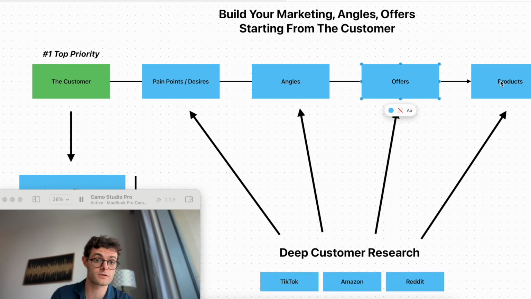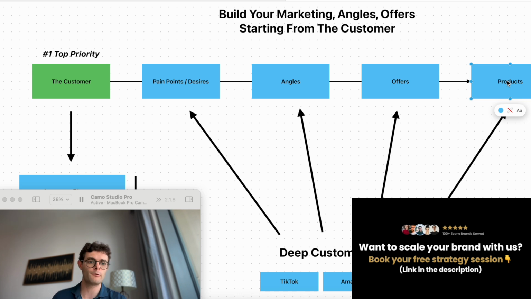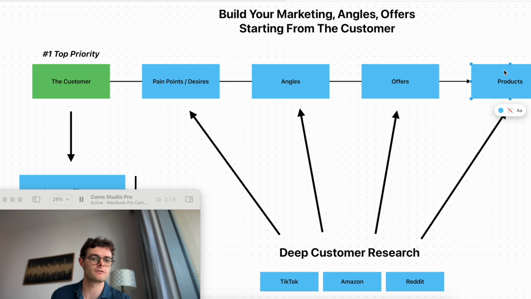And then once we do the deep research, then we can touch base back into the pain points, the angles, the offers, and the products that we can offer to the marketplace. I went down into products. Maybe you already have your product figured out, so disregard product, but it's just part of the sequence, which is why I have it over here.